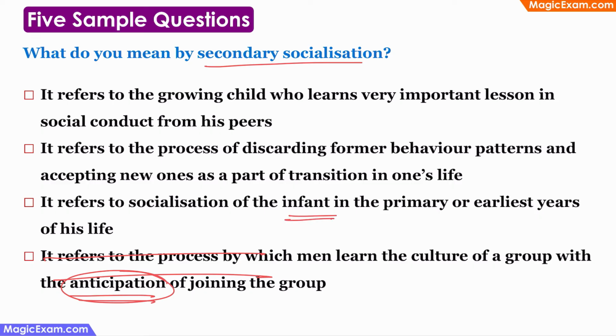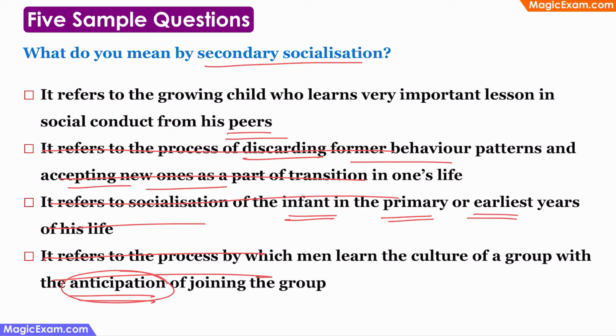Next, it refers to socialization of the infant in the primary or early years of his life. So we are talking about primary socialization here, not secondary. Therefore, this also we eliminate. Next, it refers to the process of discarding former behavior patterns and accepting new ones. This is re-socialization. Therefore, this also cannot be the answer. The first one says it refers to the growing child who learns very important lessons in social conduct from his peers. So peers and school and community, all these are agents of secondary socialization. Therefore, the correct answer is option 1.